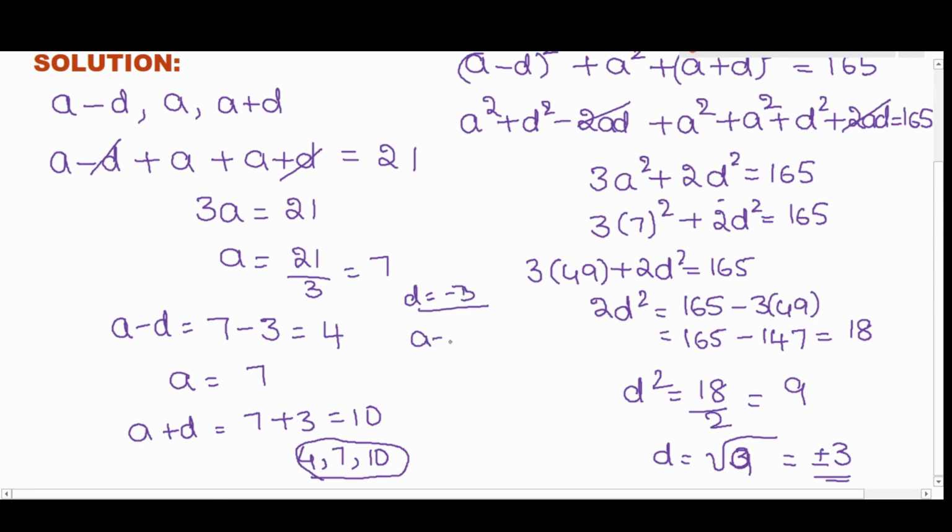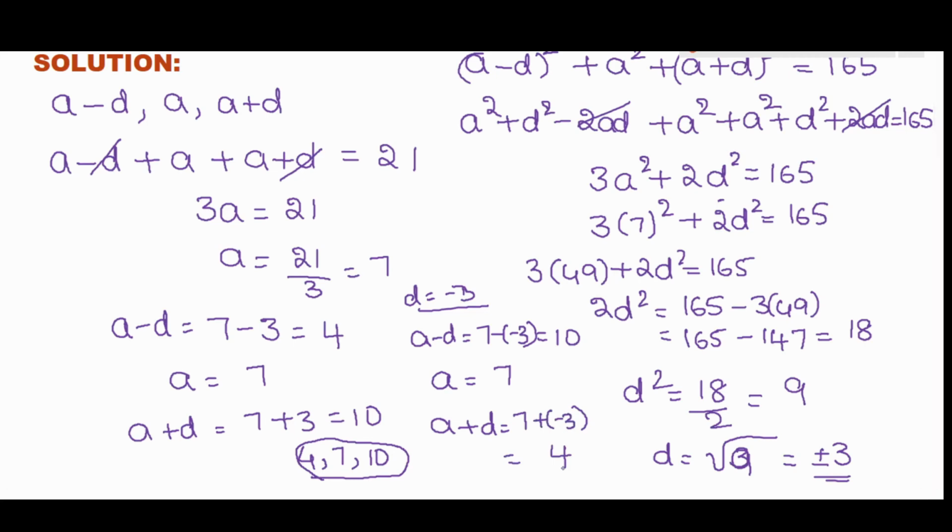Next we have if d is minus 3. So a minus d becomes 7 minus of minus 3. It's 10 again. A is 7. Then a plus d becomes 7 plus minus 3. You get 4. Therefore, whether d is plus or negative, you get the same answer, the 3 terms will be 4, 7 and 10.